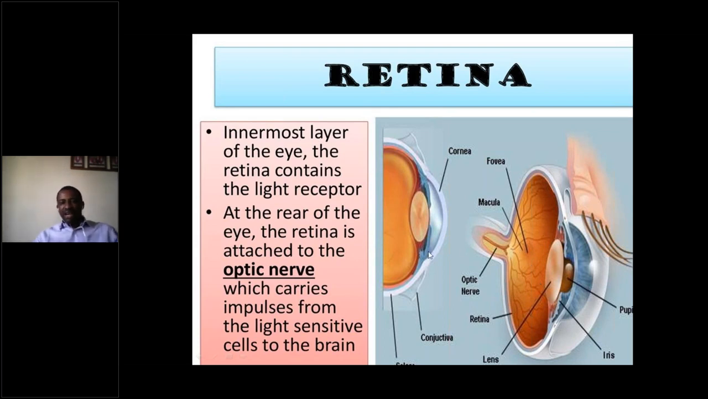Okay, so at the rear of the eye, the retina is attached to what? The optic nerve. So this retina attached to the optic nerve is this optic nerve that now carries impulses from the light sensitive cells to the brain. And this optic nerve is very, very important. If there's any problem with this optic nerve, although the eye will be open, the person will be blind.